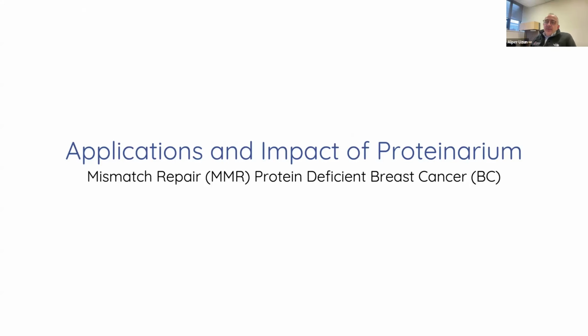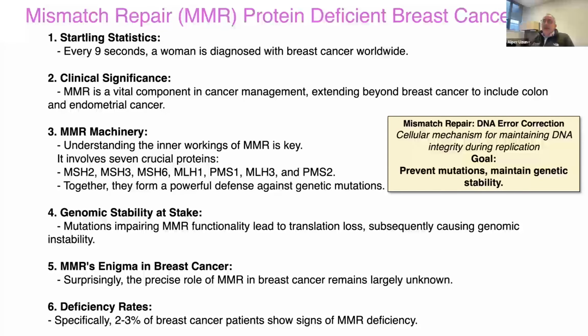But how can we apply Proteinarium 2 to known diseases and problems? Let's say for breast cancer. This is one of the applications that I'm going to go over, not in detail, but just to give you the impression about how we can apply this. This is the mismatch repair protein deficient breast cancer problem.